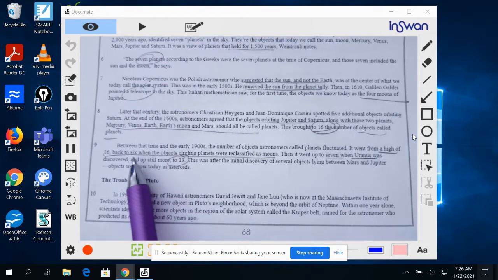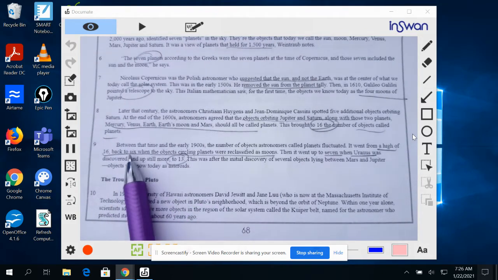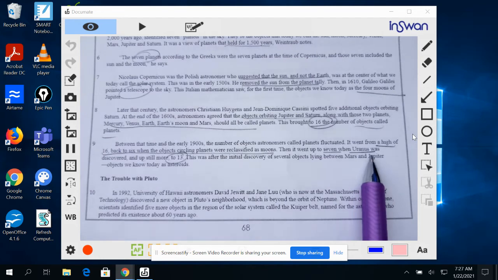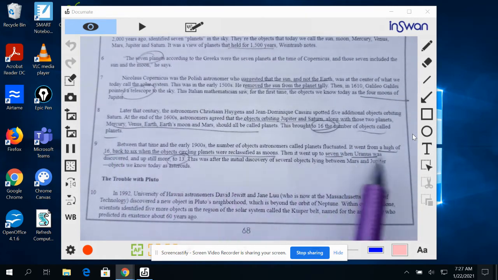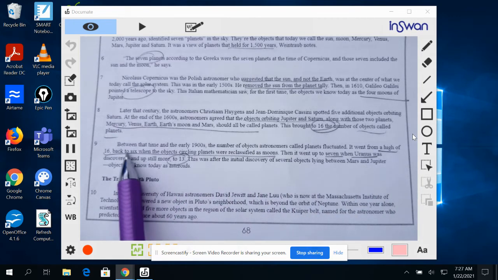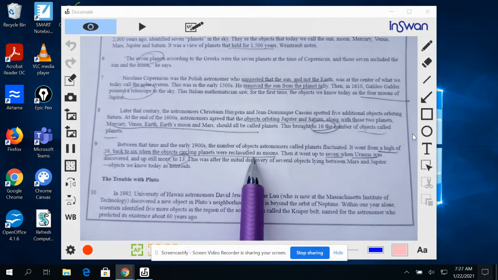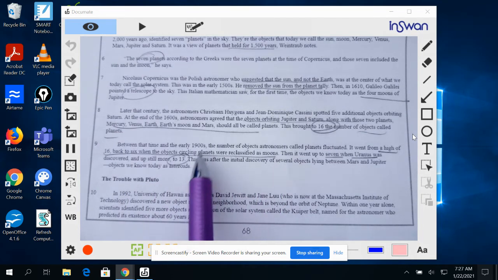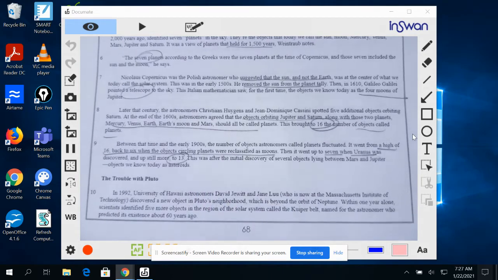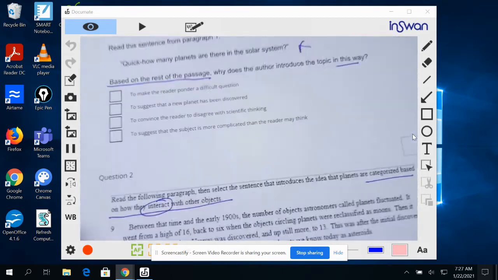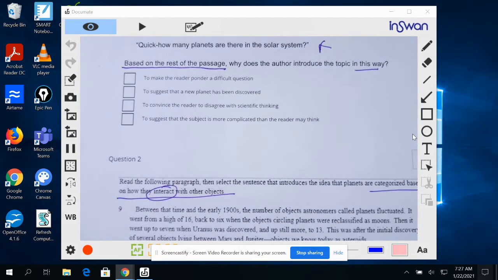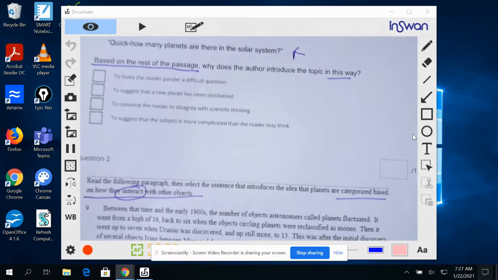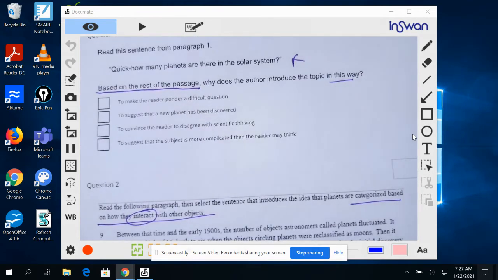And we get up to paragraph 9, because we know that's part of our questioning items. So I definitely noticed how it went from a high of 16 back to 6 when the objects circling planets were reclassified as moons. So that was really interesting. You see that interaction there. So when we look at these questions, we're going to go back to this first one.